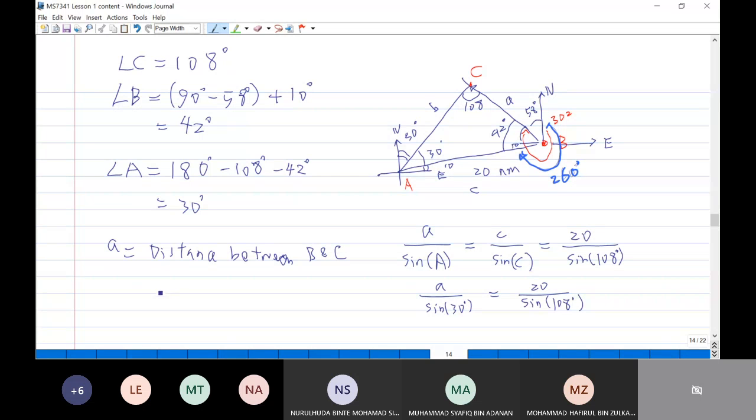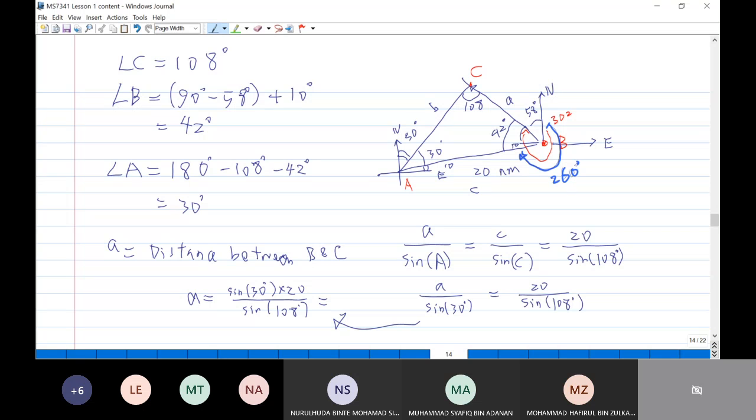Okay, so that means we rearrange them now. A equals sine 30 times 20 over sine 108. So you just rearrange them, you get this, right?